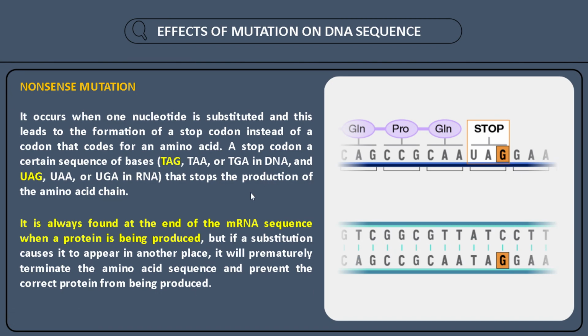So, here are the stop codons, a certain sequence of bases. For example, TAG, TAA or TGA. So for example, for the mRNA UAG, it is a stop codon. So automatically it will terminate all of the production of the amino acid or protein. So always remember that the stop codon is always found at the end of the mRNA, because it is a stop, so you see it at the very last.